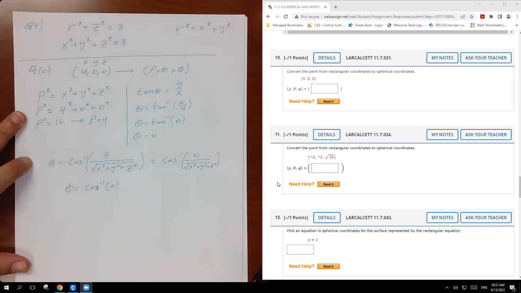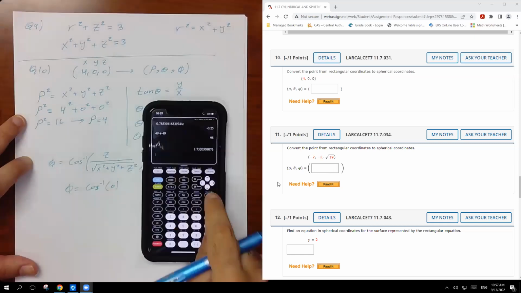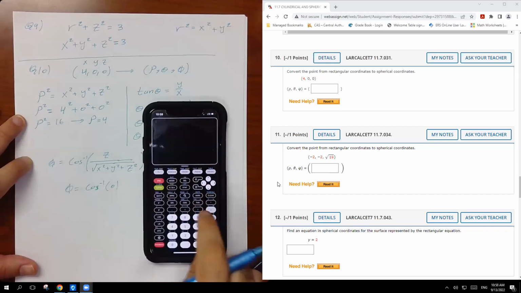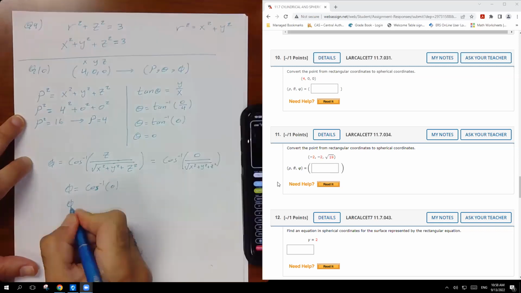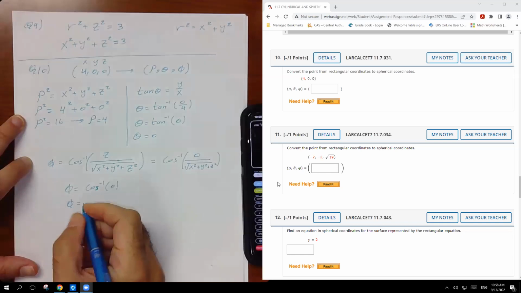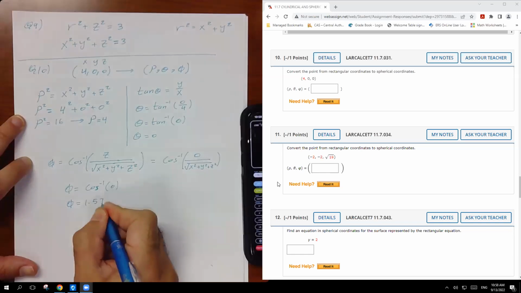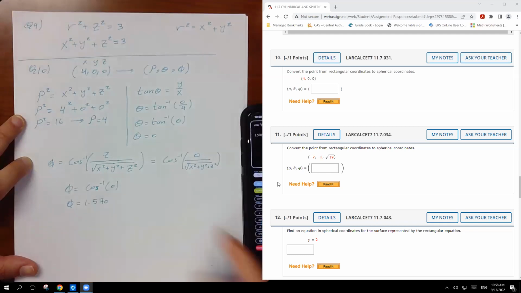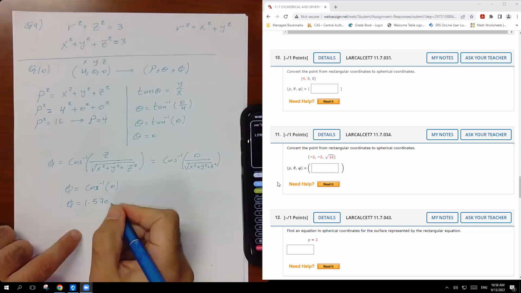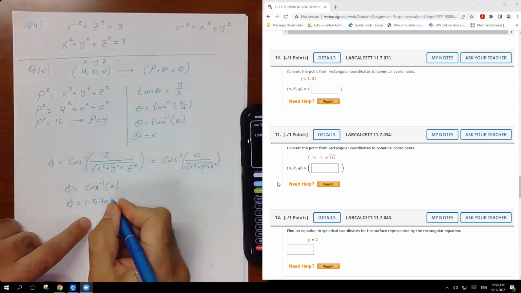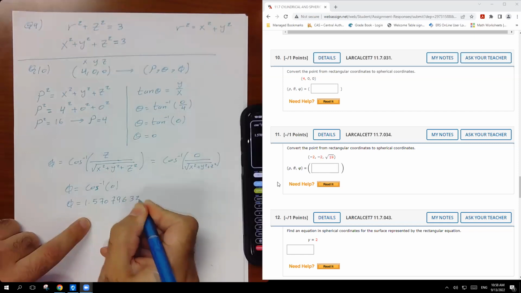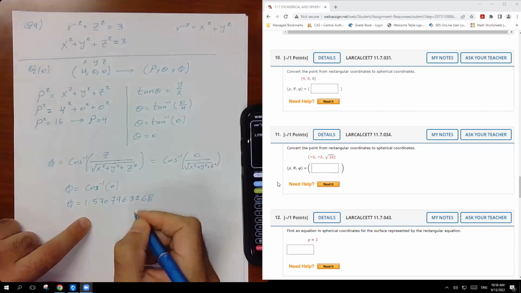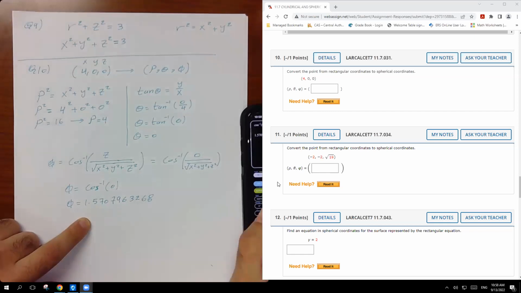Let's check that. You're going to do exactly the same thing. Cosine inverse of 0 is going to be this number. That means phi is going to be 1.570796326, let's check the whole number. This is the whole number. I already converted this one.